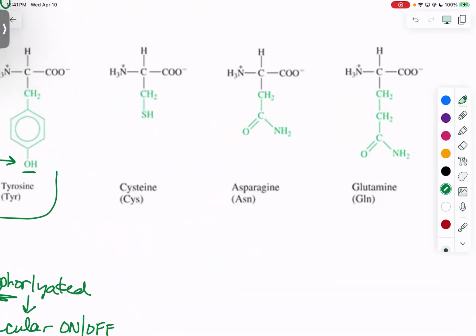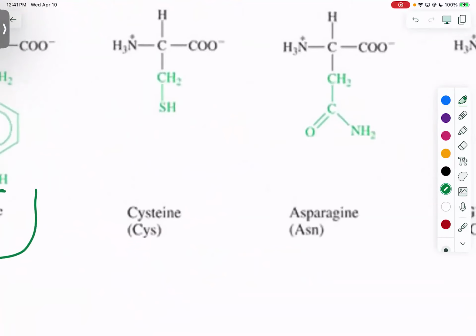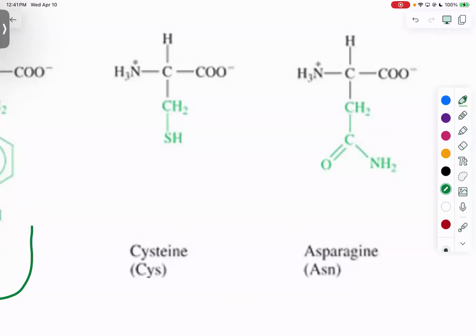All right, cysteine. Cysteine is a really cool one because cysteine can do something that nobody else can do. Cysteine can form what are called disulfide bonds.